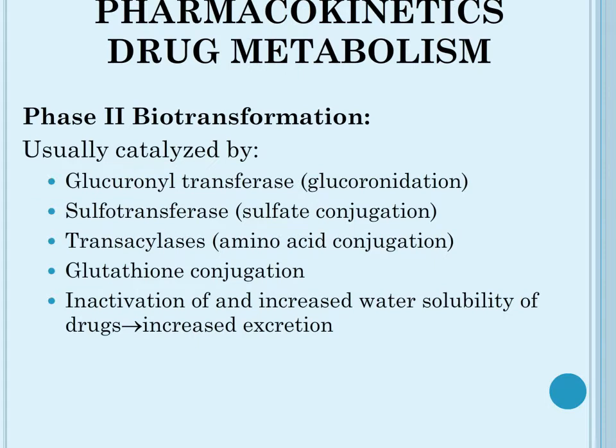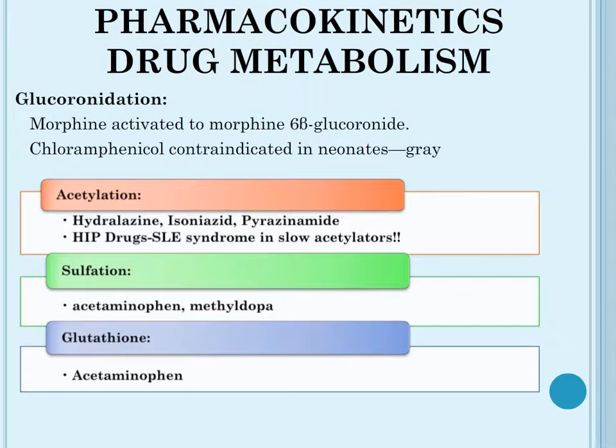Phase 2 biotransformation is different in the sense that it basically encompasses the drug and makes it water soluble. The important reactions here are glucuronidation, sulfate conjugation, amino acid conjugation, and glutathione conjugation. The two important ones are glutathione conjugation and glucuronidation. Essentially, it inactivates the drug, makes it water soluble, so it can be very readily excreted. As usual, there are a couple of exceptions.